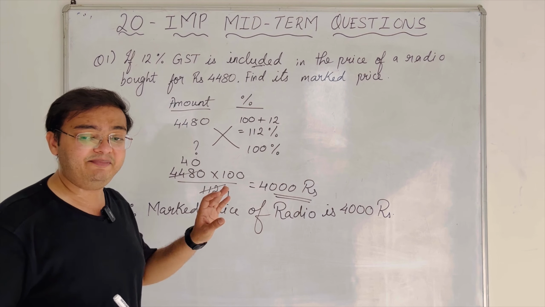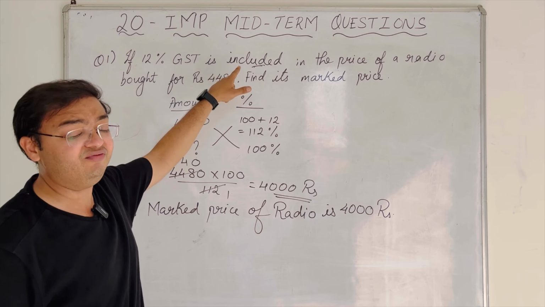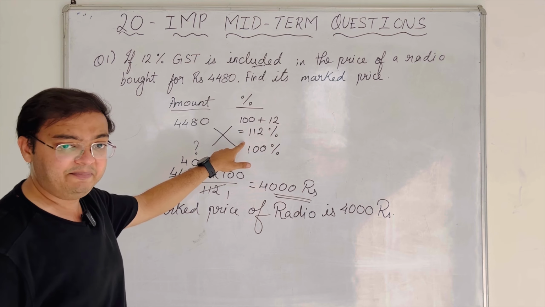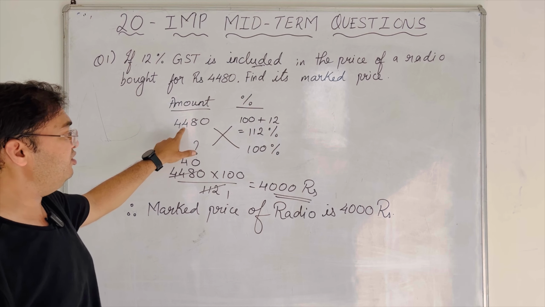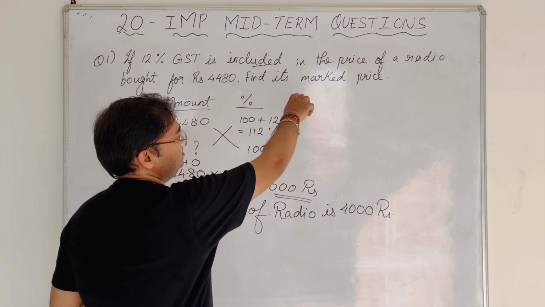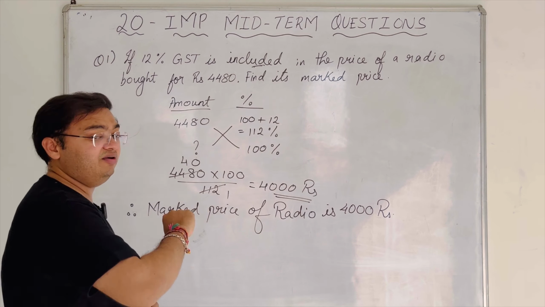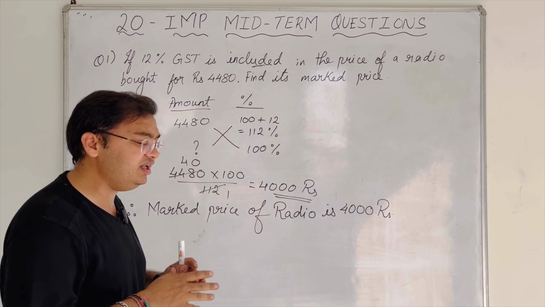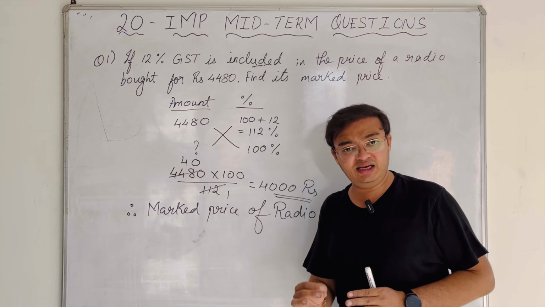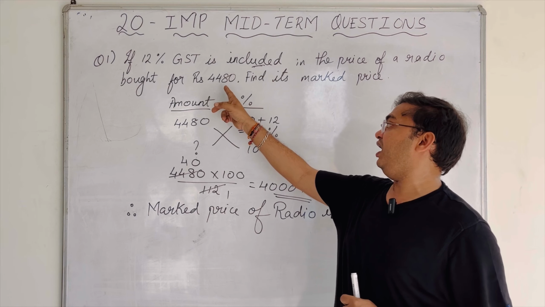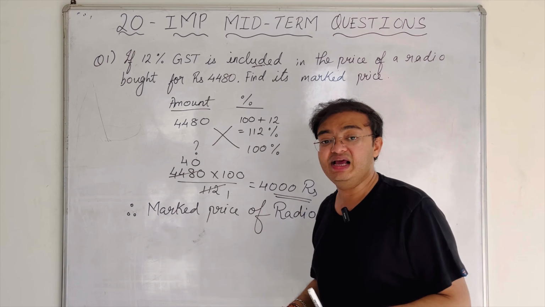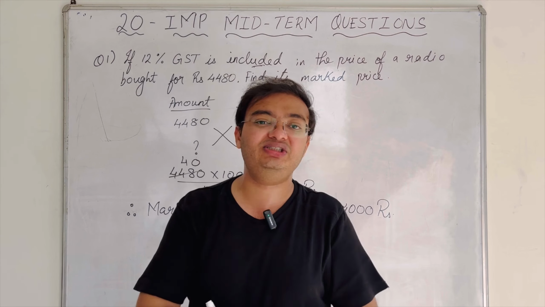Whenever you get this type of question, you have to first check if the GST is included in that, then we will add the GST in 100%, and the cost would be equal to 100 plus GST. And if they are telling us to find the market price, that means we have to find the value of 100%. It's so simple. And if GST is not included in any of your question, then the amount would be equal to 100%. It's so easy. I hope you understood this question very well.